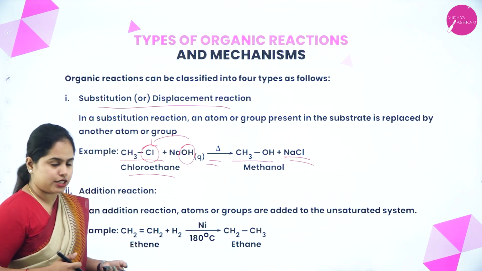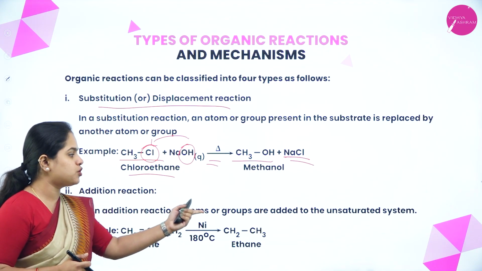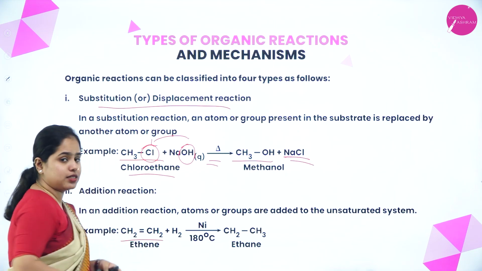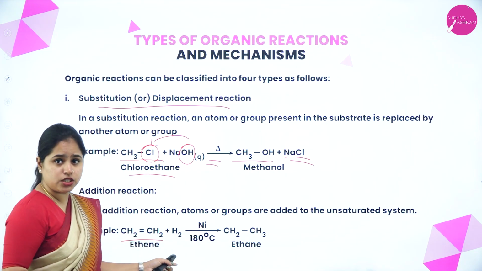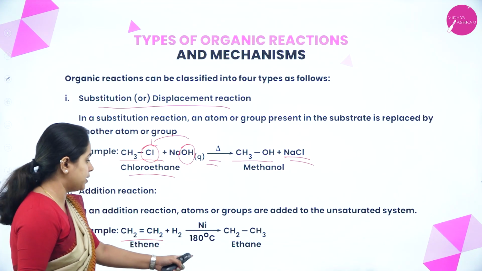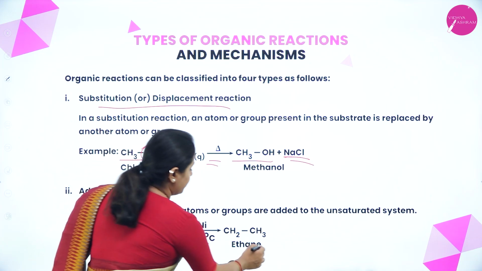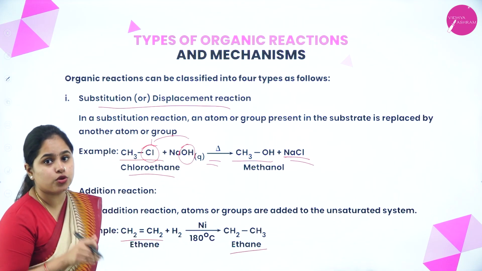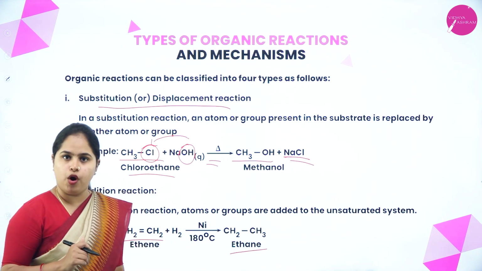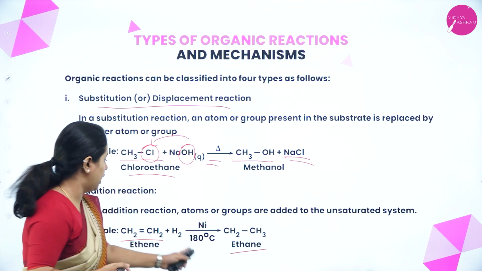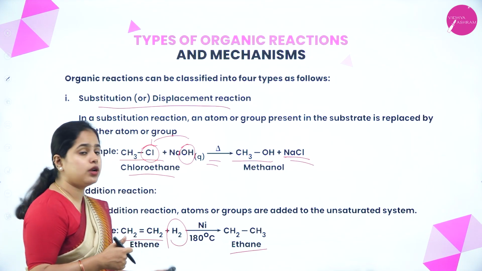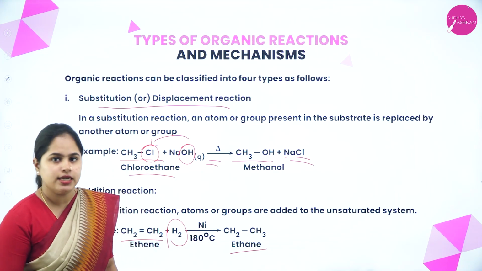Now addition reaction. In an addition reaction, atoms or groups are added to an unsaturated system. As you can see, an unsaturated system, ethene, is taken here. When hydrogen is added to it in the presence of nickel at 180 degrees Celsius, what happens? It becomes ethane. What happens to the double bond? The double bond becomes a single bond, right? So addition of hydrogen is taking place, that is 2 extra hydrogen atoms are added. It will be CH2 double bond CH2 and your ethane is CH3 CH3.